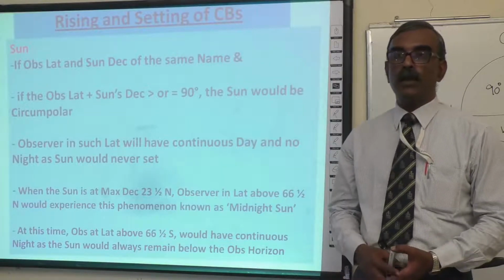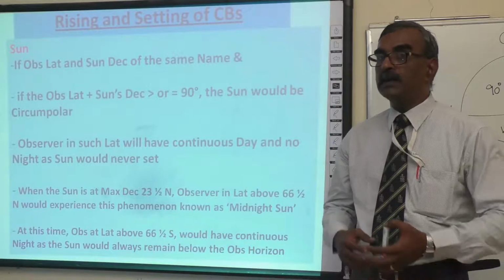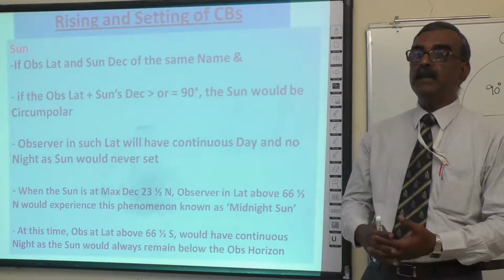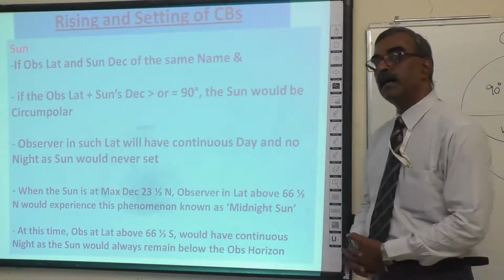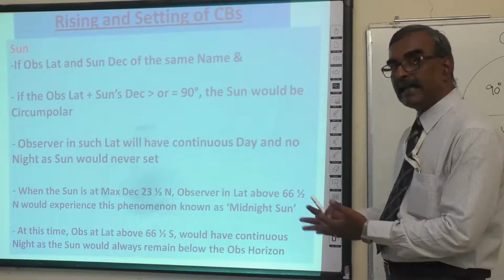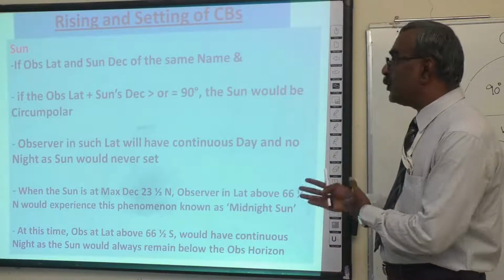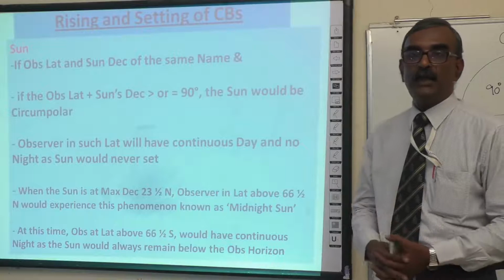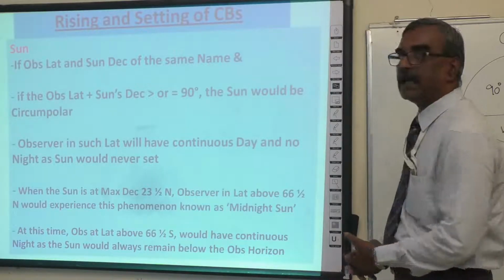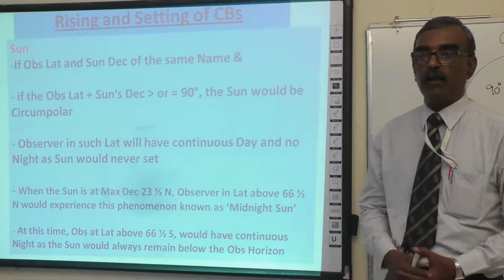They are circumpolar. But because of the position of the observer on the Earth's surface, we have taken only a few bodies which are called circumpolar. For a circumpolar body, let us see a little more detail. As I mentioned, observer's latitude and Sun's declination, when we add up, should be equal to 90 degrees or more. Then we term it as circumpolar bodies.